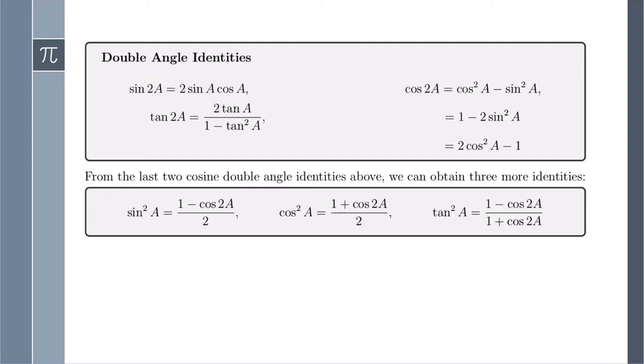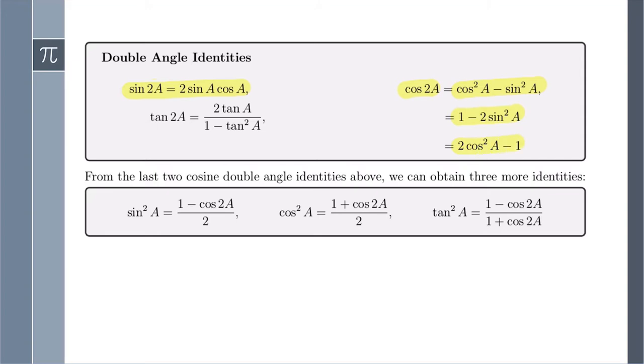So the double angle identities are right here. For sine, we have sine 2a equals 2 sine a cosine a. For cosine 2a, we have three different forms. The first one involves both sine and cosine: cosine squared a minus sine squared a. The second one is just in terms of sine: 1 minus 2 sine squared a. And the third one is in terms of only cosine, which is 2 cosine squared a minus 1.